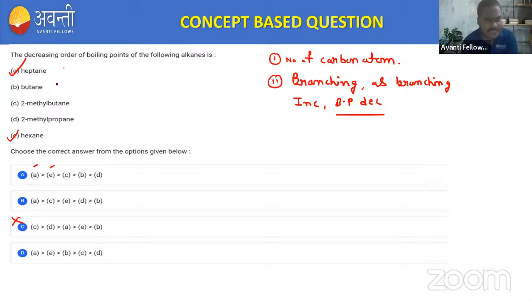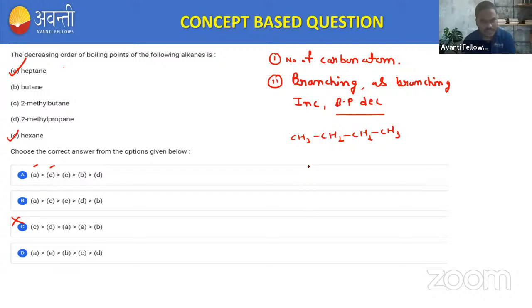Now, move to the next, that is butane, and we have 2-methyl butane and 2-methyl propane. So, we have butane and 2-methyl butane. Out of these, which one has the highest boiling point, right? Let me draw the structure of butane. The structure of butane is nothing but CH3, CH2, CH2, and CH3. So this is the structure of butane.